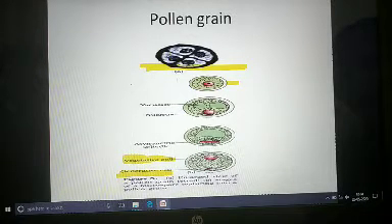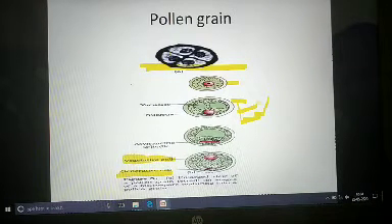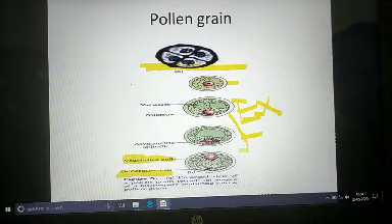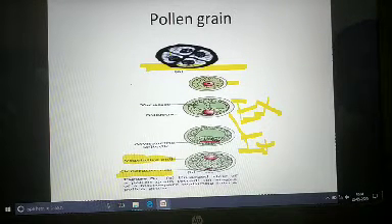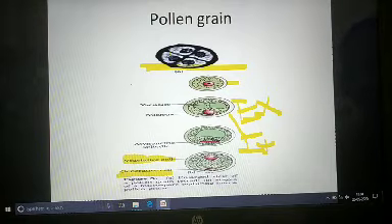So I think all the layers are clear. The first layer is called exine. This is our exine layer. The second layer is called intine, and inside the 2 layers there are 2 cells. What are the 2 cells? Vegetative cell and generative cell. Each cell has a prominent nucleus. This is the vegetative cell nucleus and the second is the generative cell nucleus.